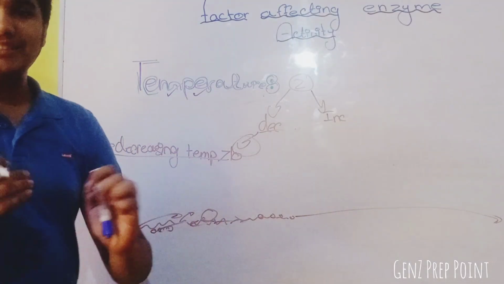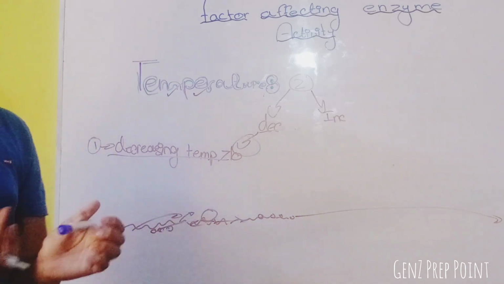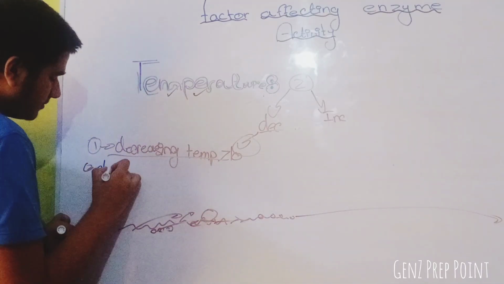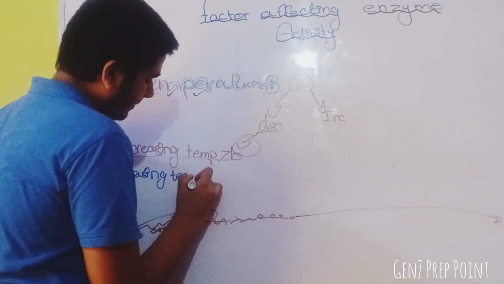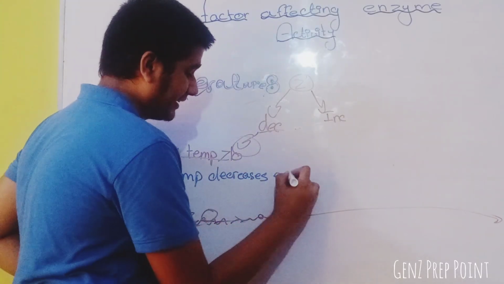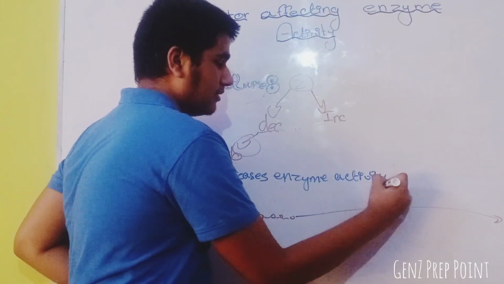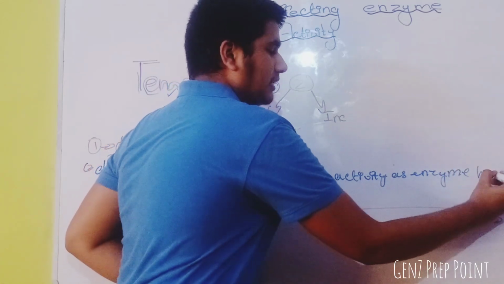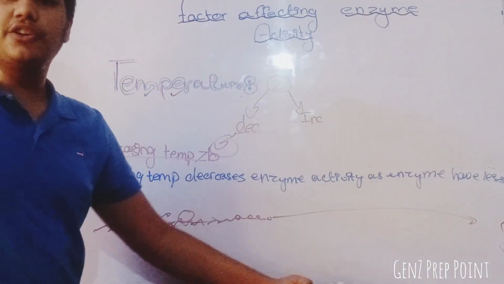There are no permanent changes or permanent consequences, but this consequence is still concerning. So what we can write: decreasing temperature decreases enzyme activity as enzymes have less kinetic energy. Why am I saying enzymes have less kinetic energy, not the water?